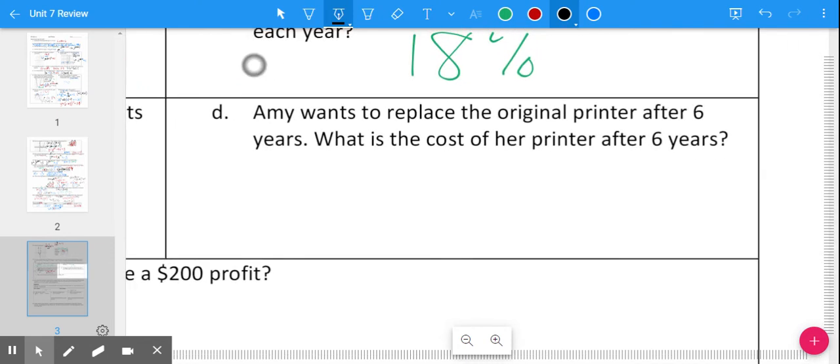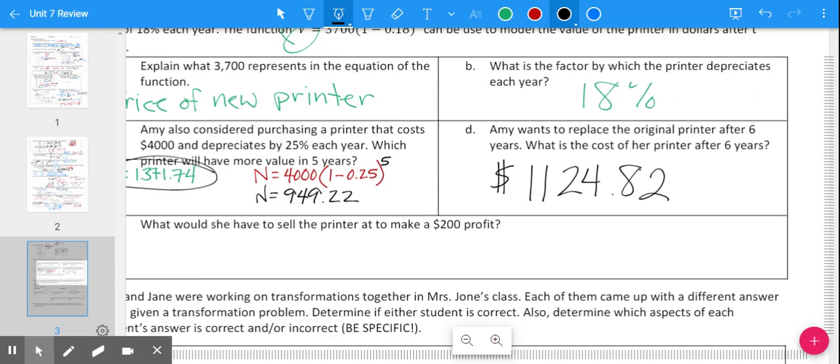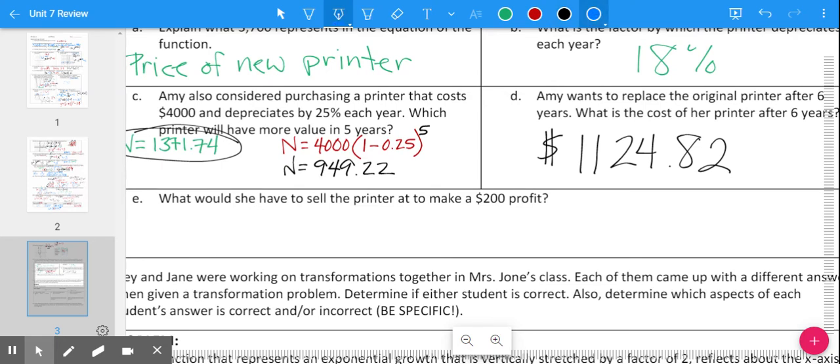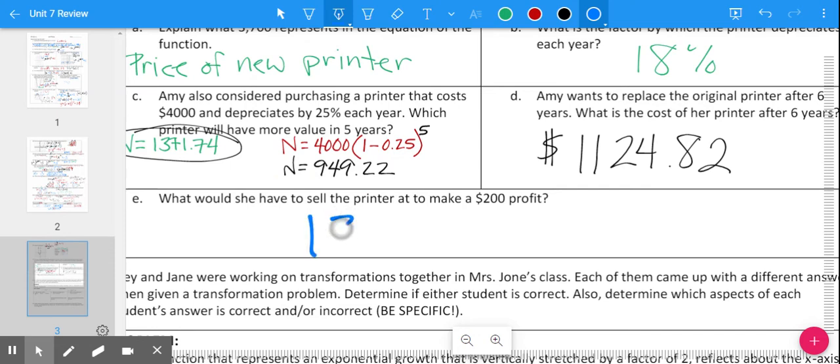So Amy wants to replace the original printer after 6 years. What is the cost of her printer after 6 years? We go back to that other equation and plug in a 6, and we find out that at 6 years, the original printer, printer V, is worth $1,124.82. So if she wanted to make a $200 profit, she would have to sell it for $1,324.82.